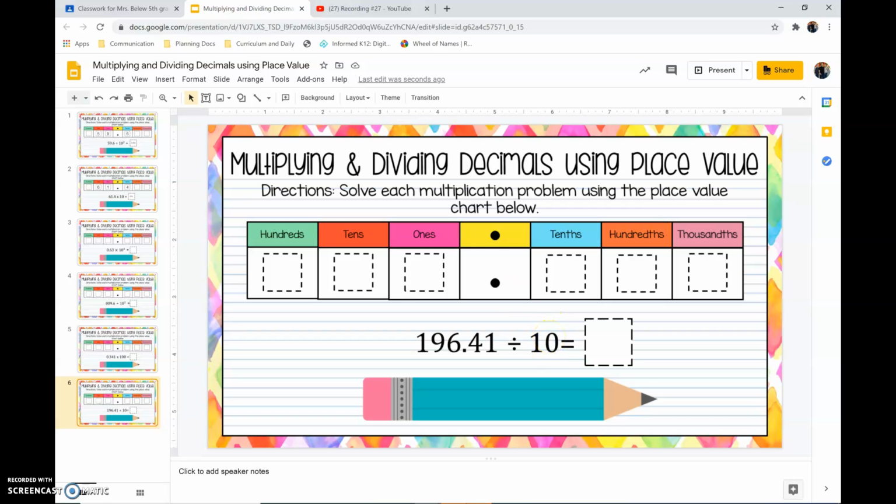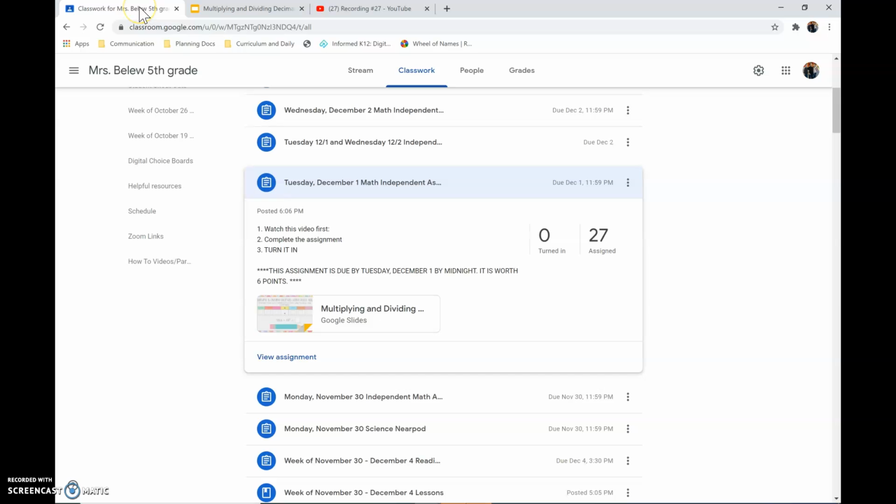When you're done, you're going to go back to Google Classroom right here. You're going to click View Assignment and you're going to turn it in. Please make sure this is done by midnight on Tuesday, December 1st to get your 6 points.